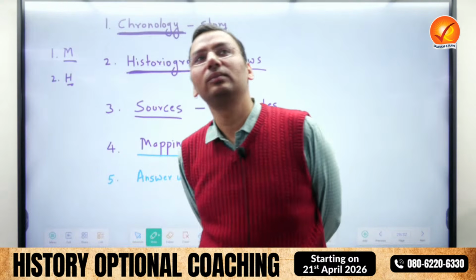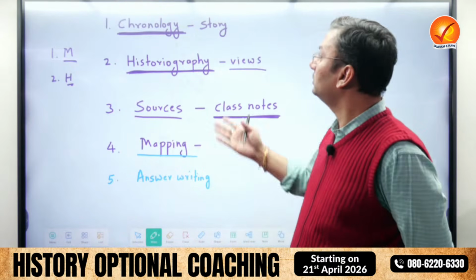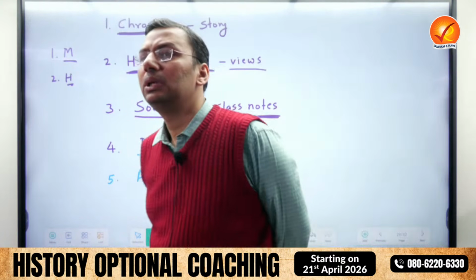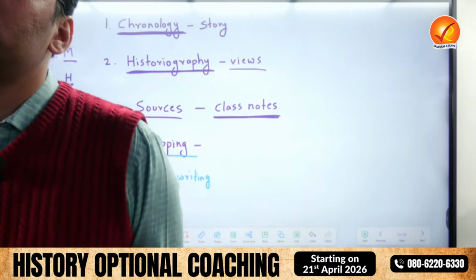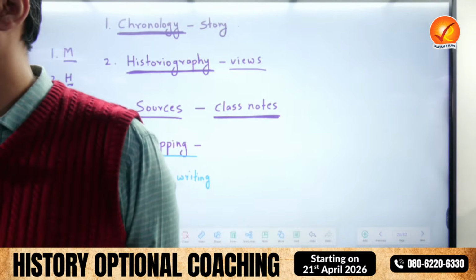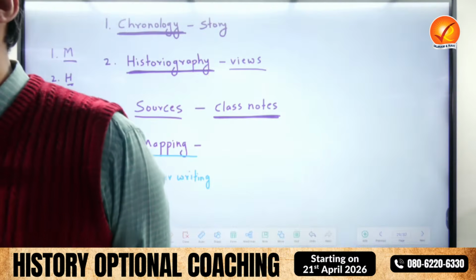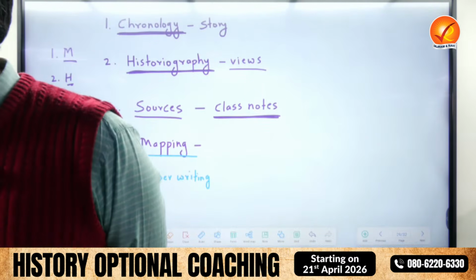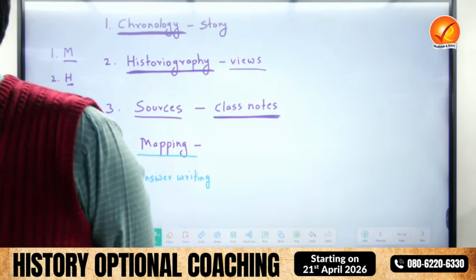Just want to tell you, these are the summary, and every topic of the history part will be and should be done in the same way. First is a story. Second is the interpretation of the story. Third are sources where you have to read all this. Fourth is mapping, the geography of history. UPSC is interested in geography of history also. In GS also they are interested in geography of history.